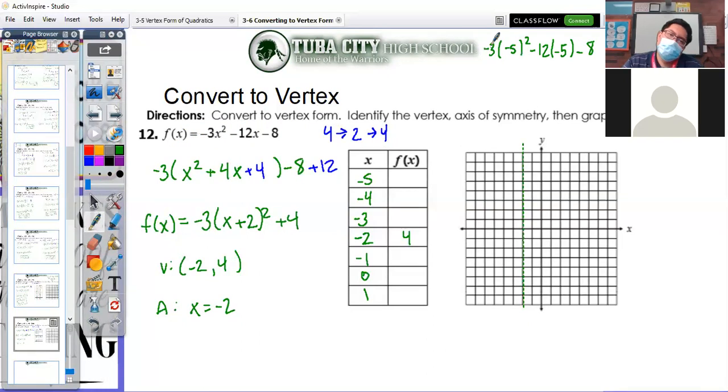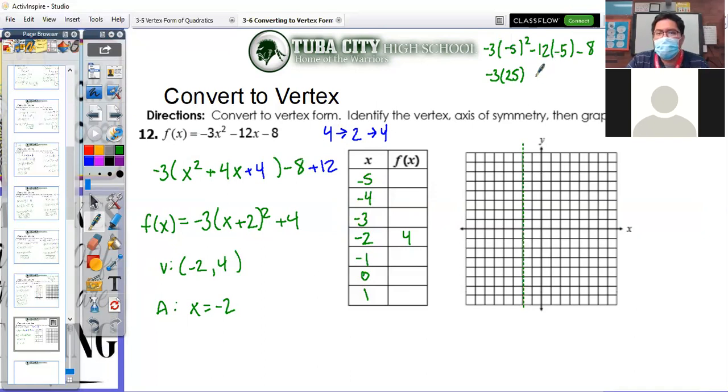Let's see. Oh yeah, square it. So make sure you square it first. So this is negative 5 times negative 5, so that would be 25. Negative times negative. So 12 times 5.